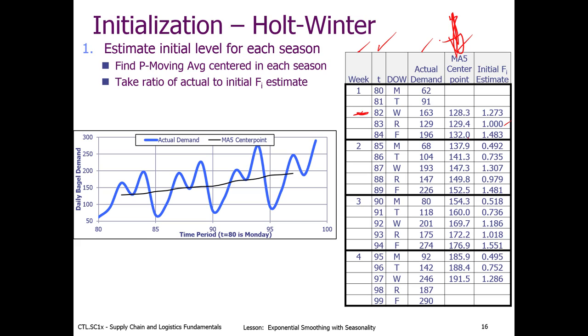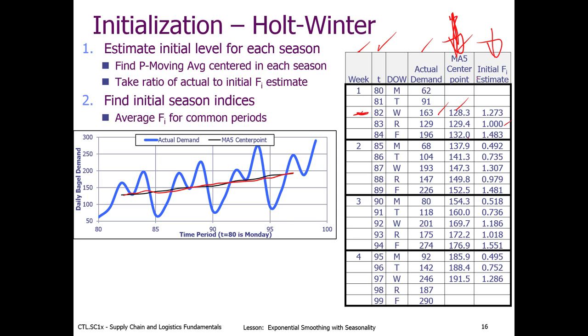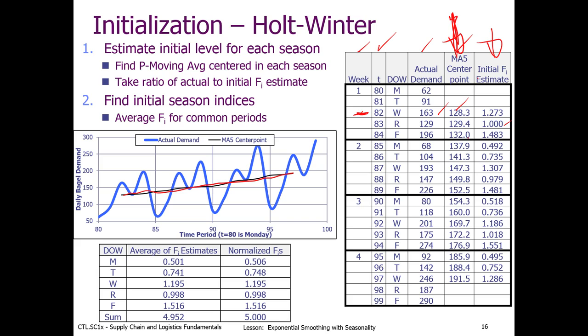And then what am I going to do? This center point average is this line, by the way, on the chart. I'll just highlight it. That's what I'm doing, because I'm trying to de-seasonalize things. So I end up with this estimate of the F1s, where I just divide the actual by that center point average. Now I go through and find it for each period. Now I'm just going to sum them up.